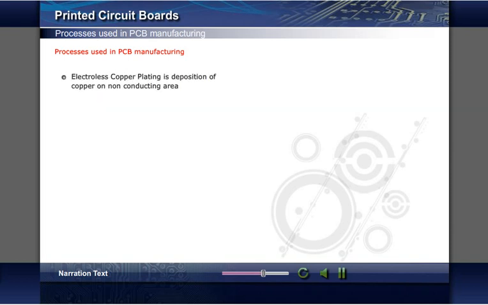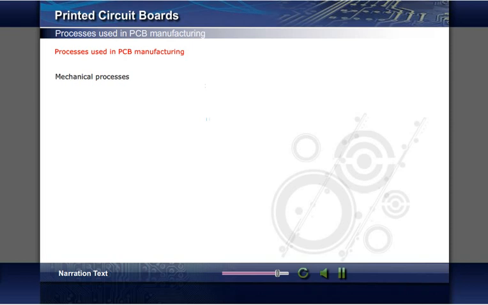Electroless copper plating is deposition of copper on non-conducting area. It is a chemical process used in initial deposition of copper on plated through holes. Copper electroplating is an electrochemical process of depositing copper on copper. It is done to build plated through holes.